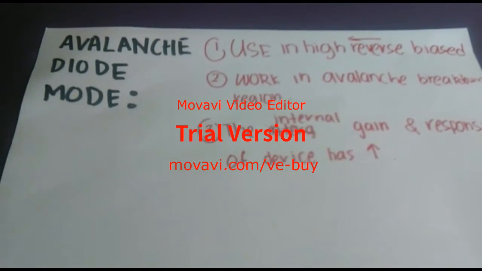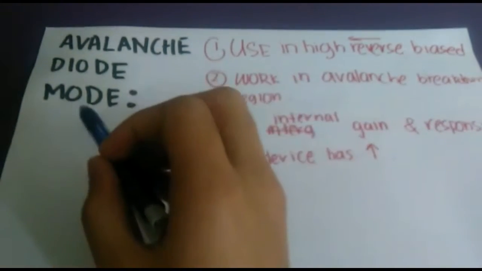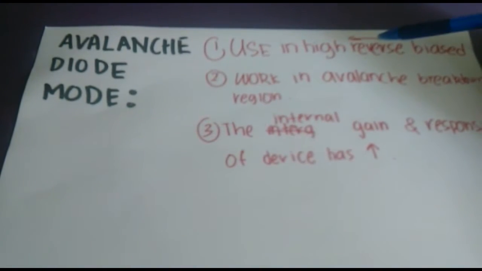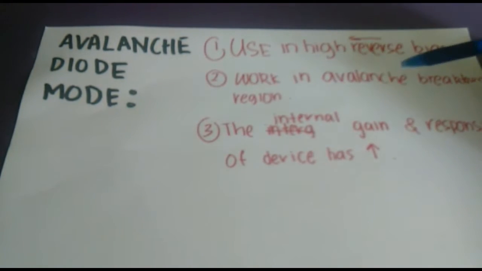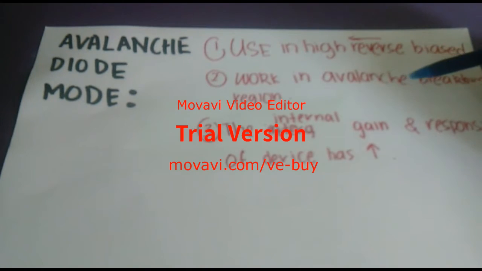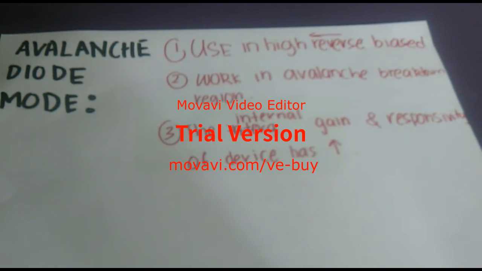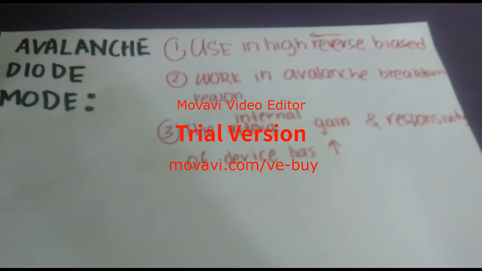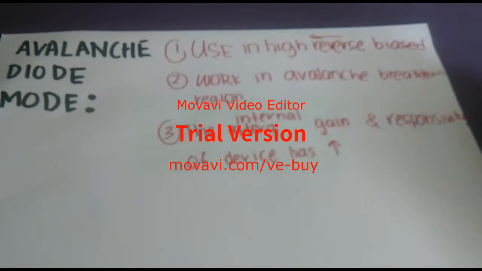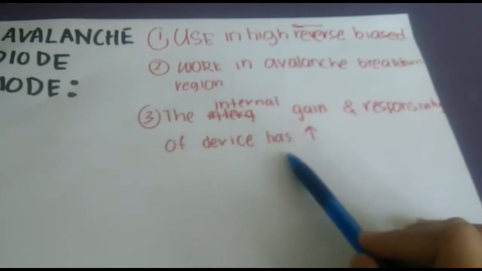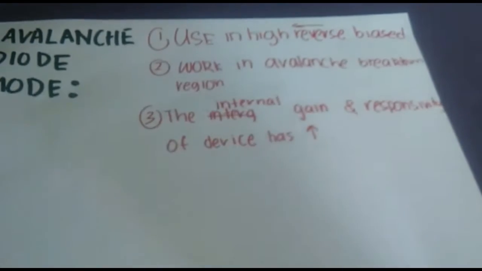For the last mode, avalanche diode mode, this mode is used in high reverse bias, and it works in the avalanche breakdown region. And in this mode, the internal gain and responsivity of the device are increased.